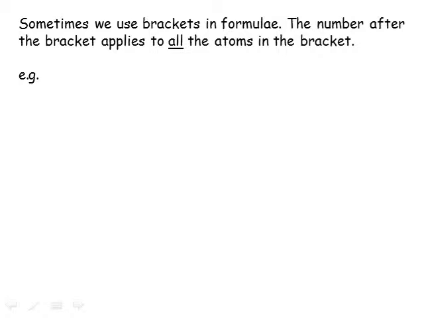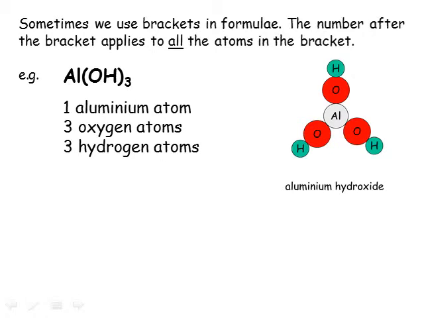Finally, it's worth noting that we sometimes use brackets in chemical formulae, and a subscript number after the brackets. The number after the brackets means everything inside the brackets multiplied by the number outside the brackets. For example, the formula Al(OH)3 means 1 aluminium atom and 3 times 1 oxygen and 1 hydrogen atom. This is the formula for aluminium hydroxide.